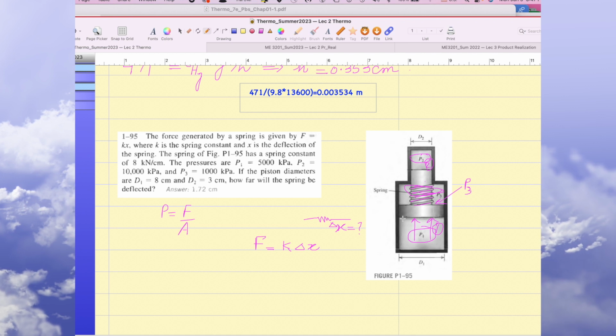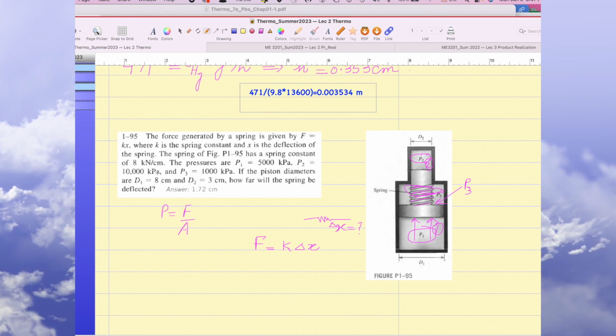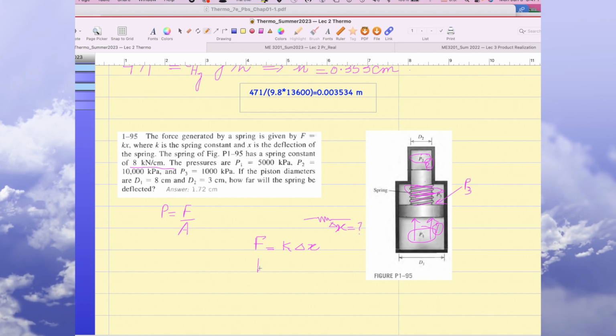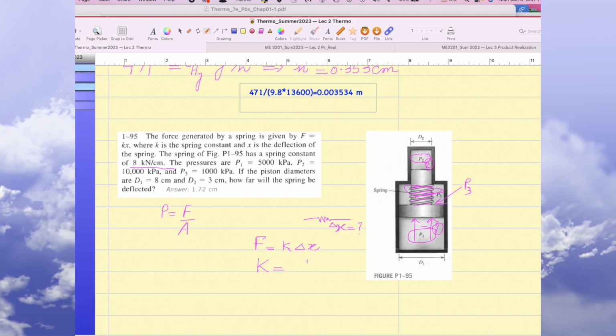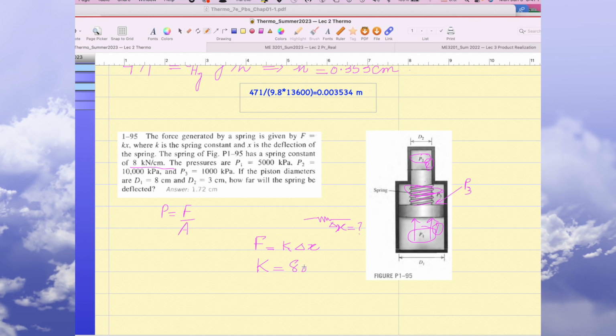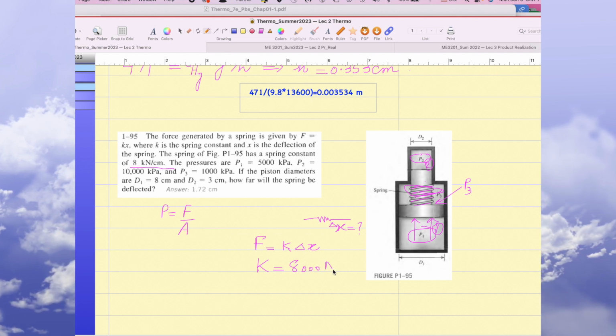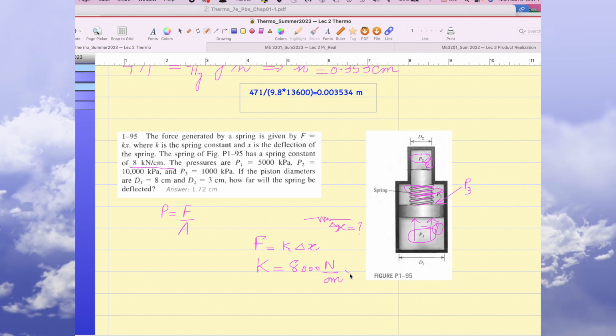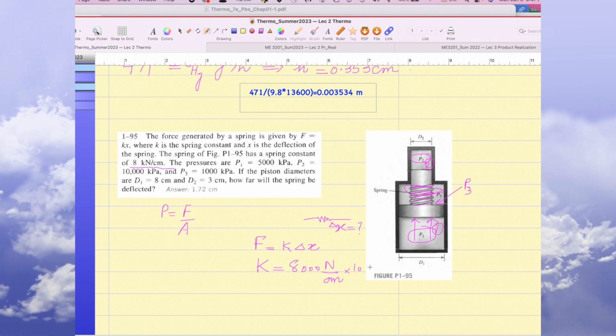So that is the force due to the spring deflection. What are we given for K? The K given is 8 kilonewtons per centimeter. So I can write it down in the SI system as 8,000 Newton per centimeter, but centimeter is the smaller unit. I will convert it into meters.